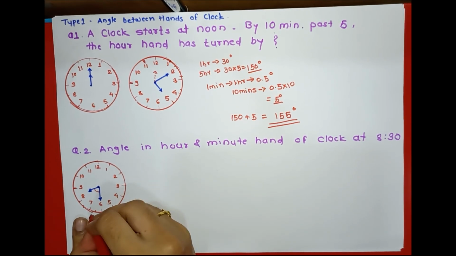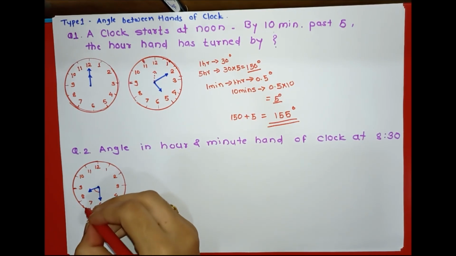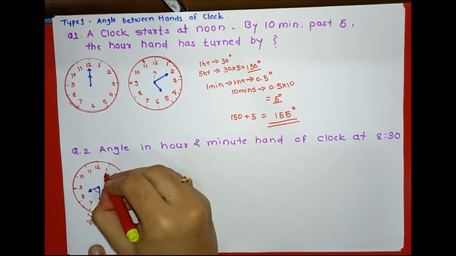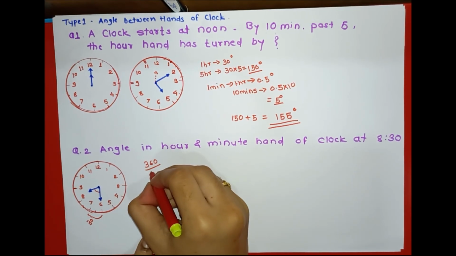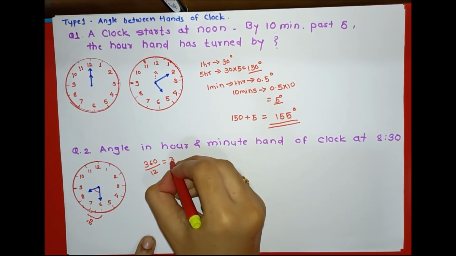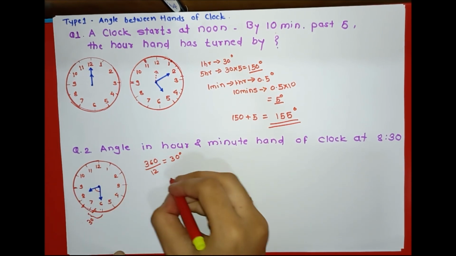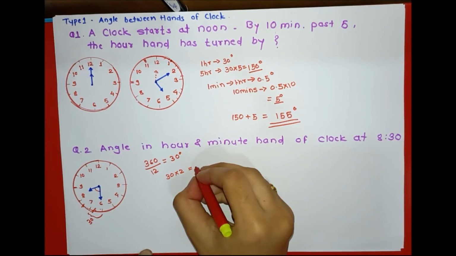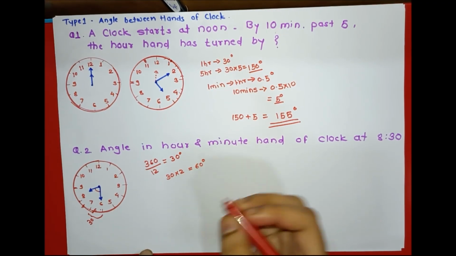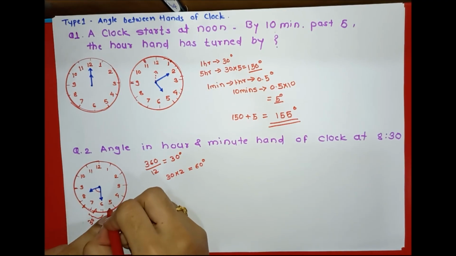We know that this part is a 30 degree angle, as we have a total of 12 parts and the complete angle is 360 degrees, so one part will be 30 degrees. So we have two such complete parts. So we will be multiplying it by 2, we get 60 degrees. But it's not 8 o'clock, it's 8:30.